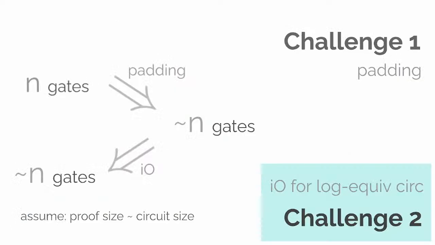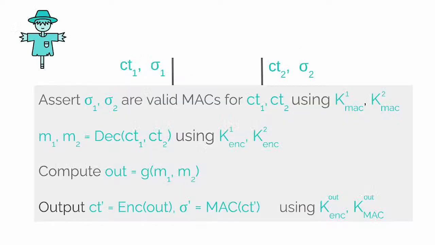OK. So that's the first challenge. We solved the padding part. And now we have to solve the second challenge, which is how do we construct an efficient I/O for log equivalent circuits. I think, how much time do I have?